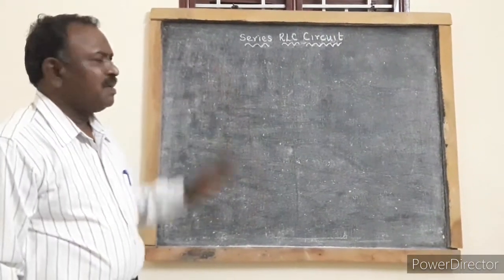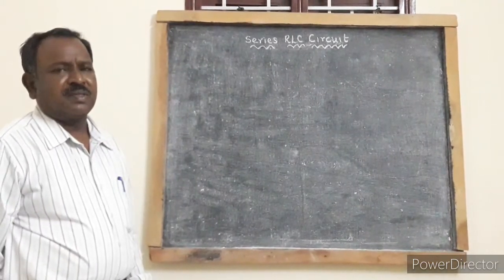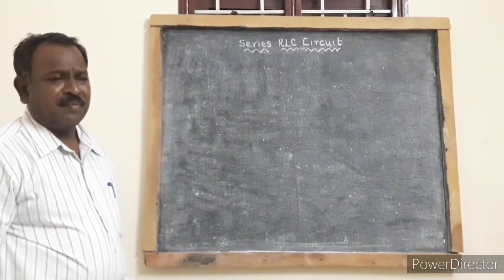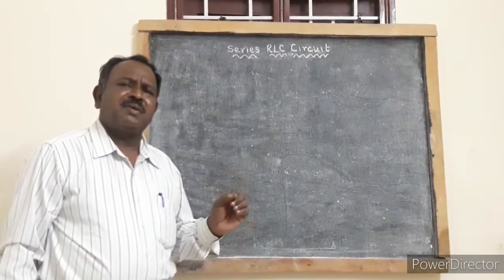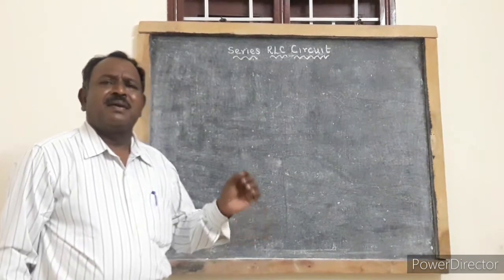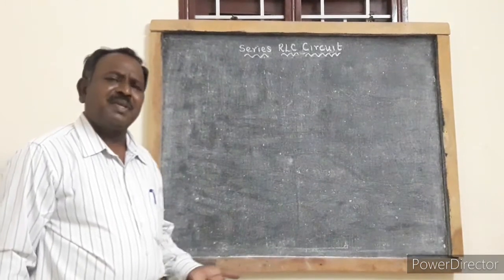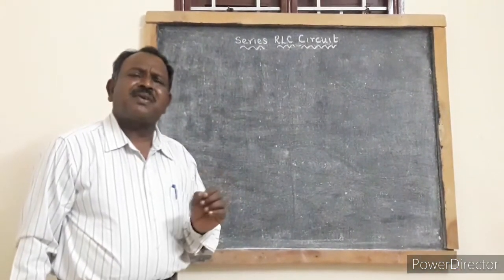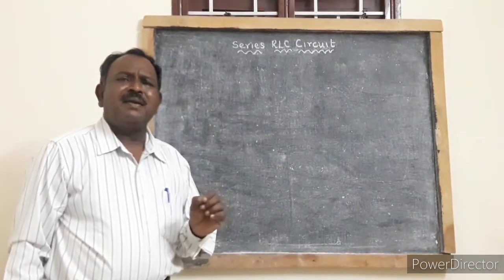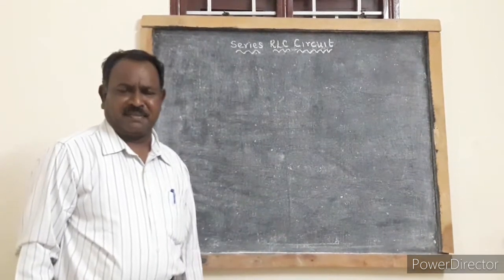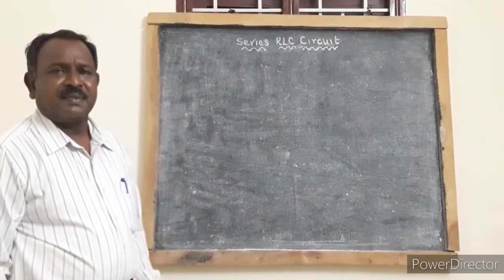Today we are going to see series RLC circuit. So last class we have seen AC circuit containing resistor, AC circuit containing inductor, AC circuit containing capacitor. And also we have seen that when an AC circuit is having resistor, then current and voltage are in phase with each other. There is no phase difference between current and voltage.